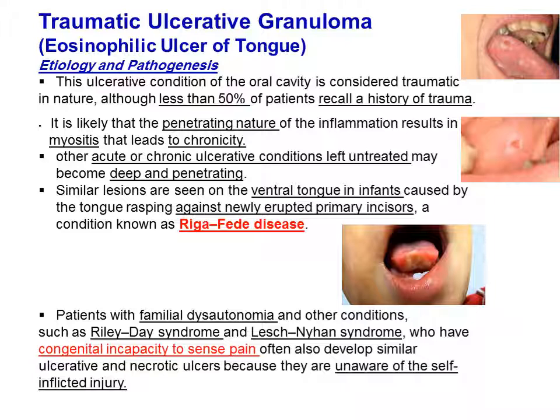Other acute or chronic ulcerative conditions, if left untreated, may become deep and penetrating. Similar lesions are seen on the ventral tongue in the infant, caused by the tongue grasping against a newly erupted primary incisor, a condition known as Riga-Fede disease.